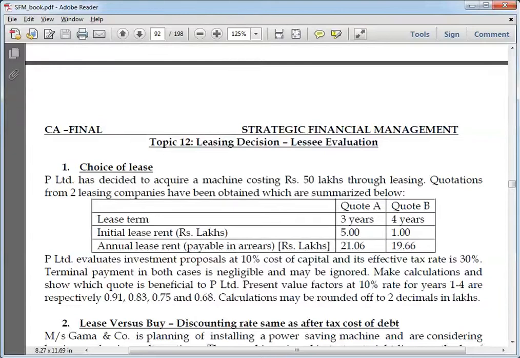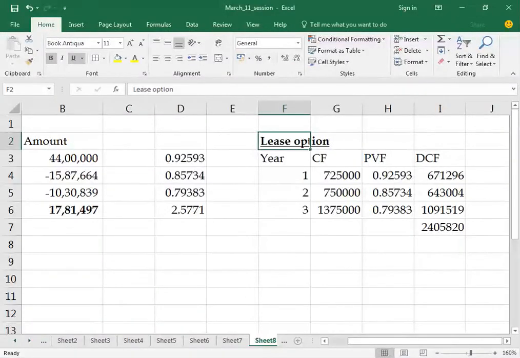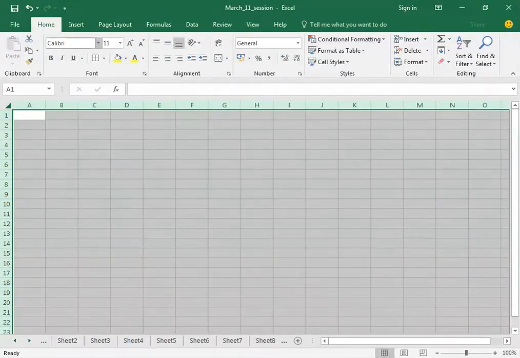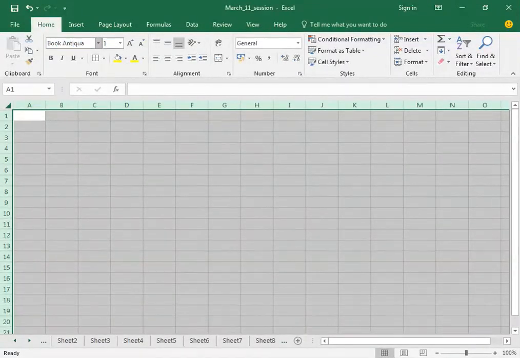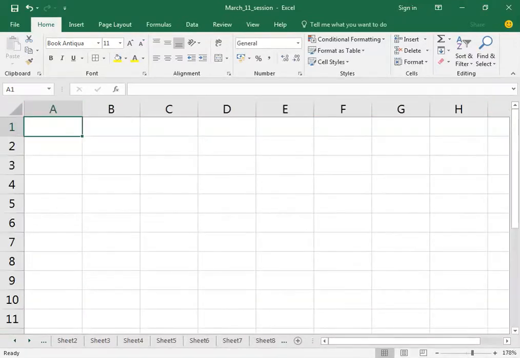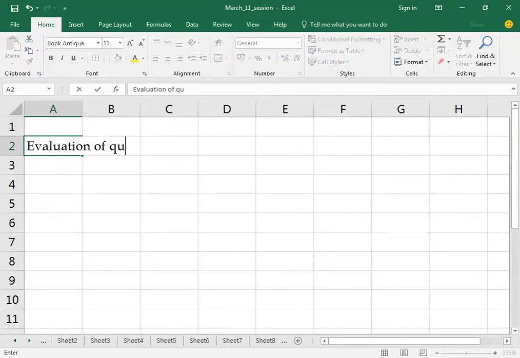So year, cash flow, PVF, DCF. How much outflow is in quote A? How much outflow is in quote B? Evaluation of quote A. When you start, you will have to pay some amount, and thereafter every year you have to pay some amount. Not a down payment, it is a one-time rental payment. Yeah, you can consider it as an initial payment. Correct. Outflow only. Evaluation of quote 1 or quote A.